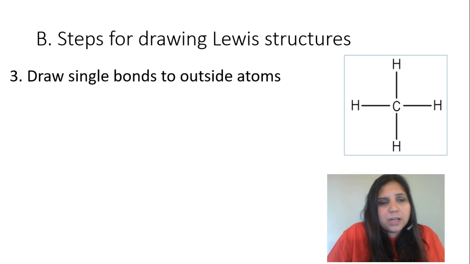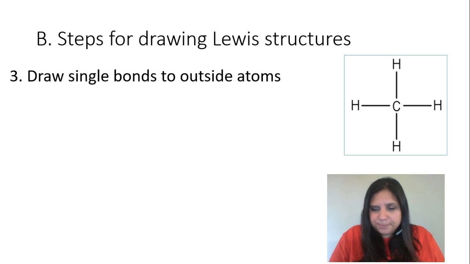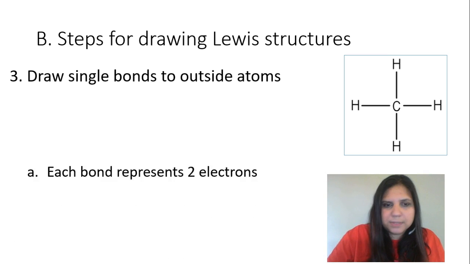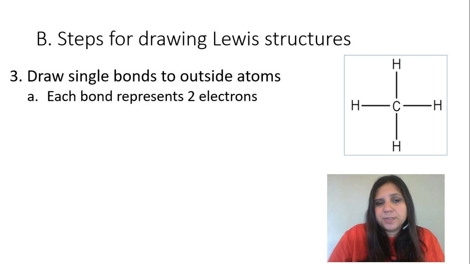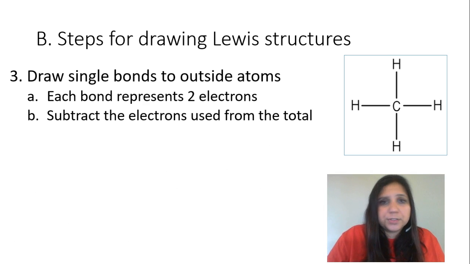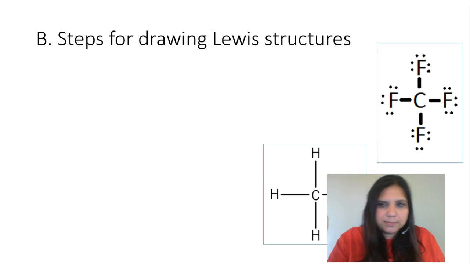Next step, you're going to draw a single bond to the outside atoms. So a line to the outside atoms. And that line is representing 2 electrons being shared between 2 atoms. We will keep a running total, and you'll just subtract each time that you use a pair of electrons.